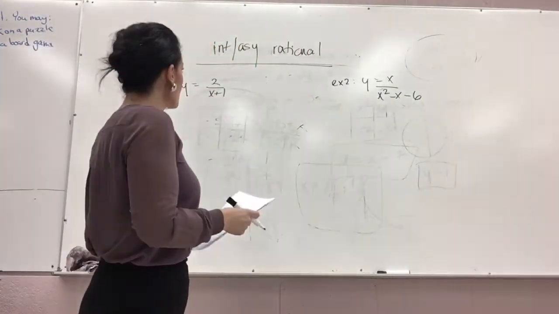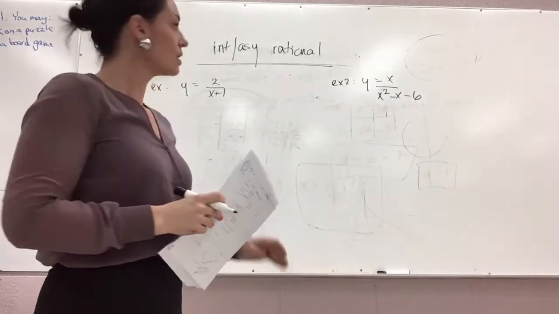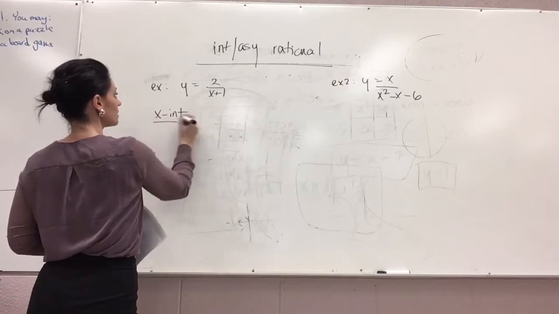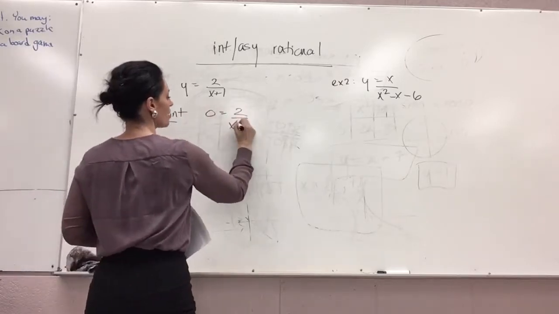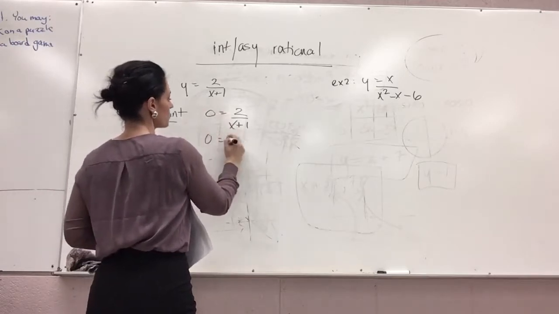Okay, let's talk about finding intercepts and asymptotes of rational functions. So x-intercept, to get an x-intercept, I set y equal to 0. So I end up with something like this. Now mathematically, I multiply both sides by the denominator. 0 times anything is 0, so I end up with this.